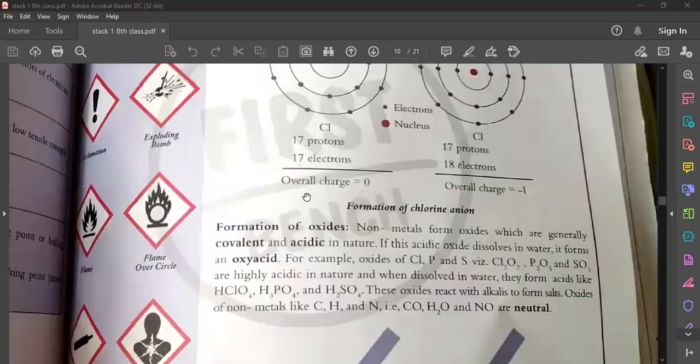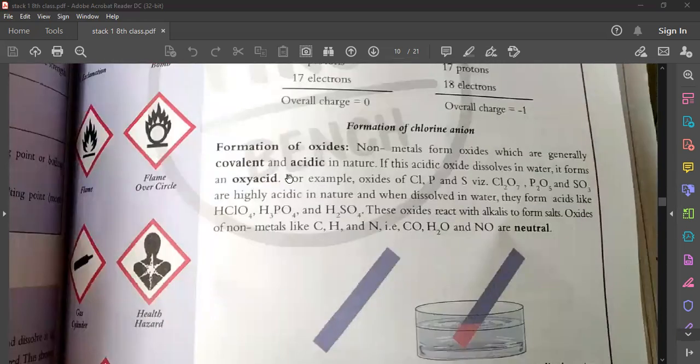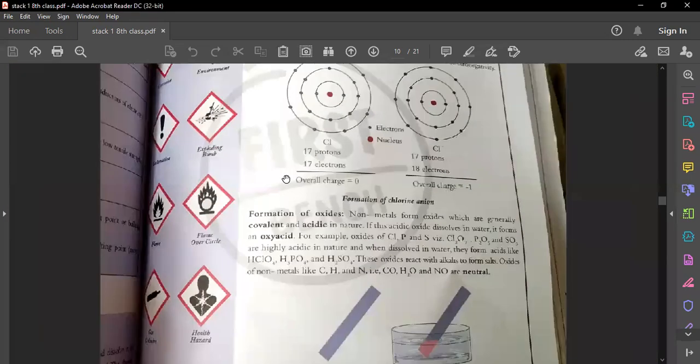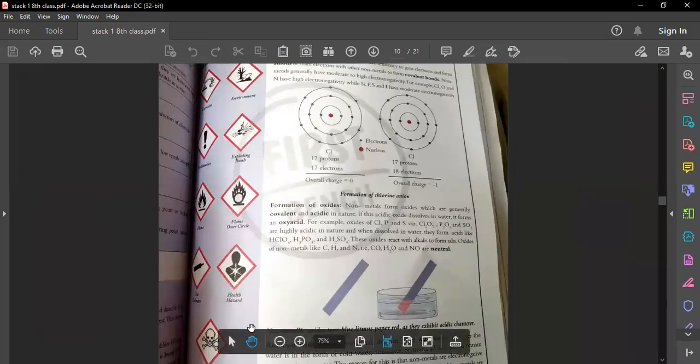Okay, one minute. Then the next one is the formation of oxides. Now tell me, metal oxides are of which nature? Basic. Basic in nature. Only basic in nature? Metal oxides are only basic in nature. Sir, they are alkaline also. Some of them.